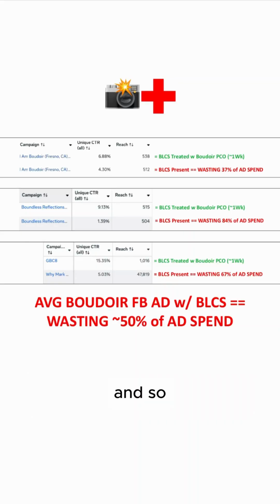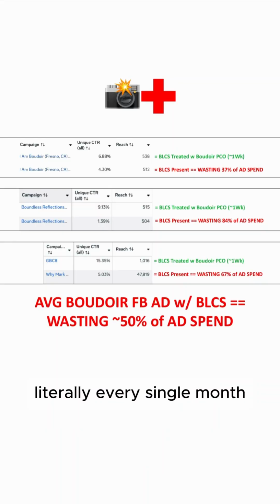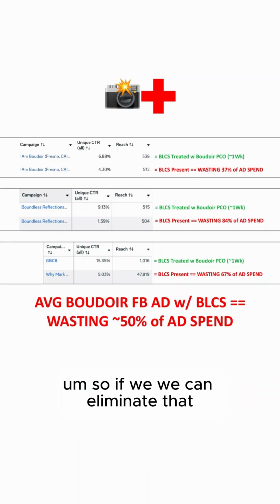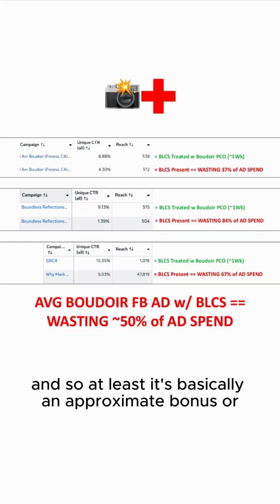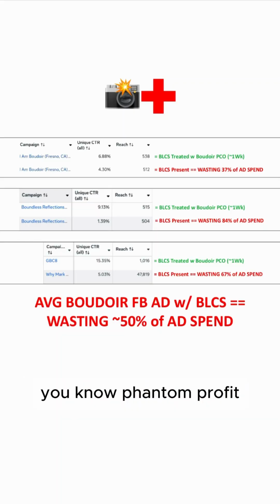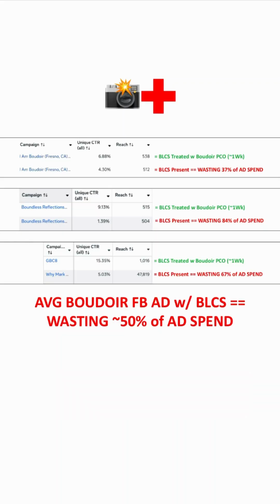And so they're spending 10 grand a month on Boudoir Facebook ads. Approximately 5K every single month is being wasted, literally every single month. So if we can eliminate that and put that back in their pocket, it's basically an approximate bonus or phantom profit at the end of 12 months of approximately 60K.